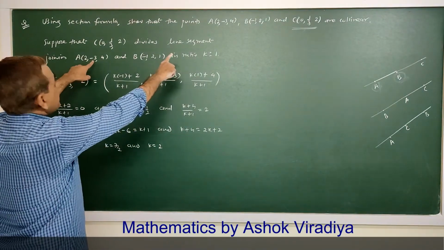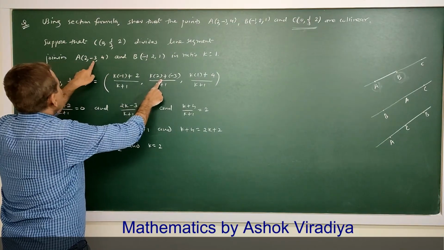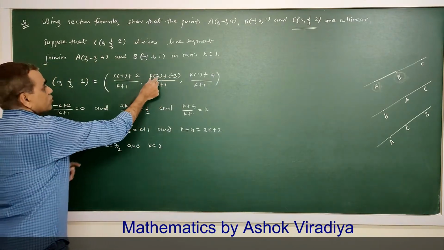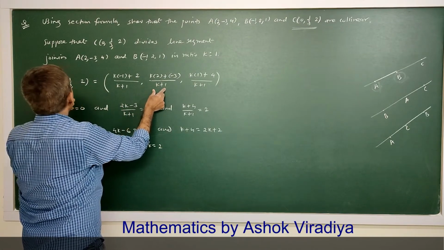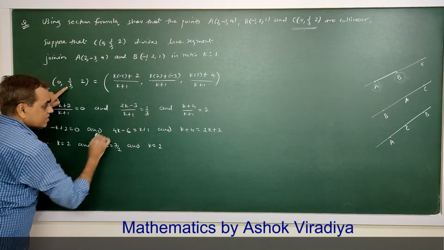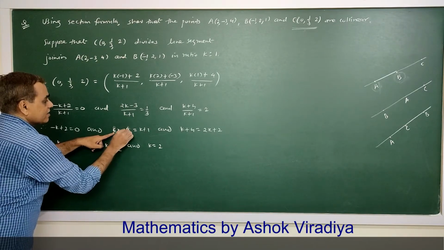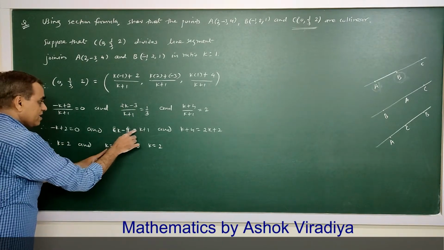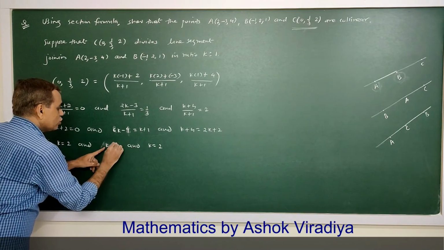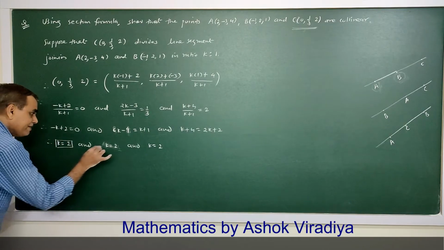Say here points 2, -3, 4, -1, 2, 1, ky2 plus y1 upon k plus 1. So this is 2k minus 3 upon k plus 1. It is 1 by, sorry, here I have done mistake. This is 1 by 3. So this will be 6k minus 9. So this will be 5k equal to 10. So k is 2. And now look here. We are getting same value of k.